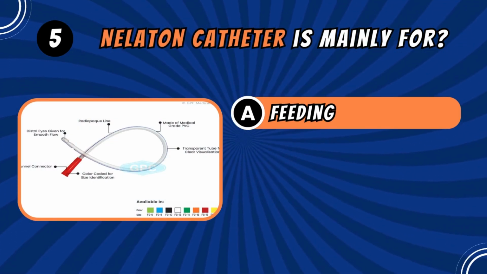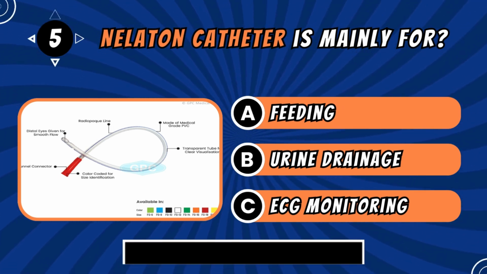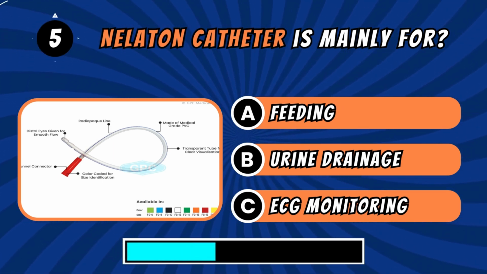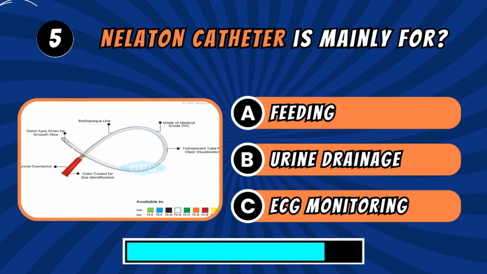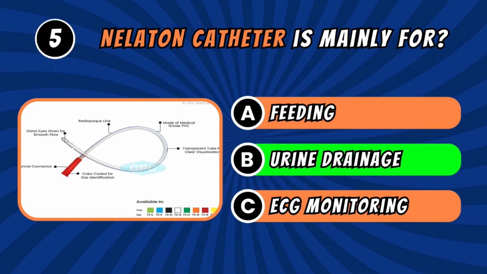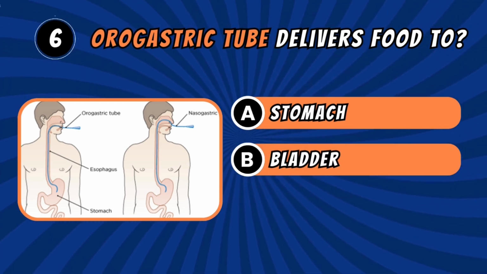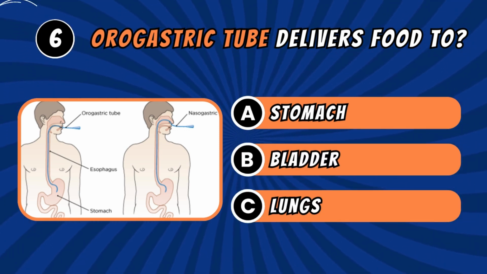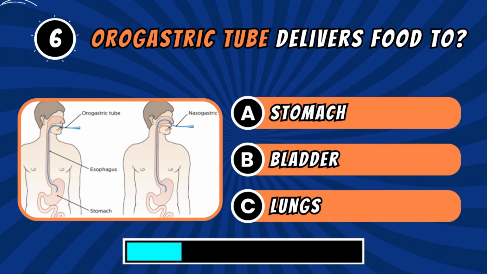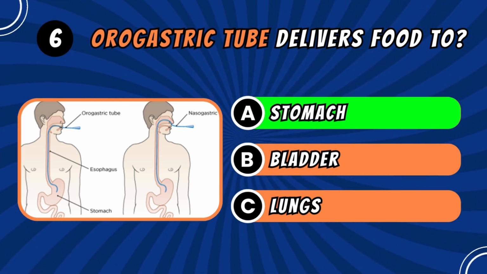Malecot catheter is mainly for? Answer B. Urine drainage. Orogastric tube delivers food to? Answer A. Stomach.